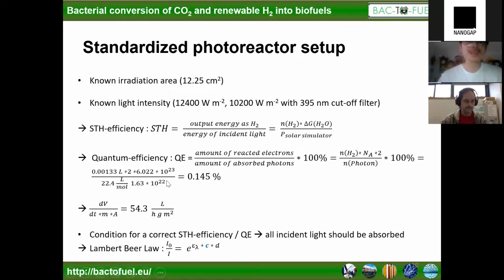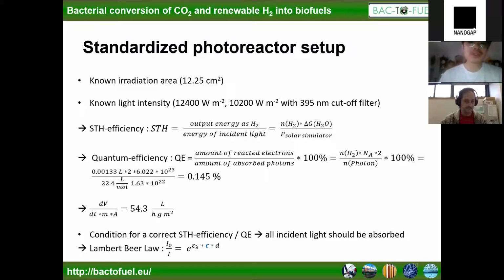And with this known light intensity and this known irradiation area, you can calculate the quantum efficiency. And these numbers are comparable to the numbers of other groups, because the volume evolved per hour isn't accurate enough. It depends on the light source, on the reactor you are using, and on the irradiation area, and there are too many conditions you have to care about. So to standardize it, there are two efficiencies, the solar to hydrogen efficiency and the quantum efficiency.